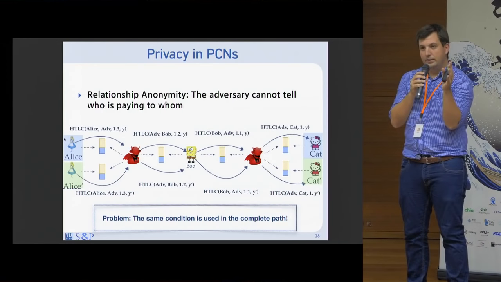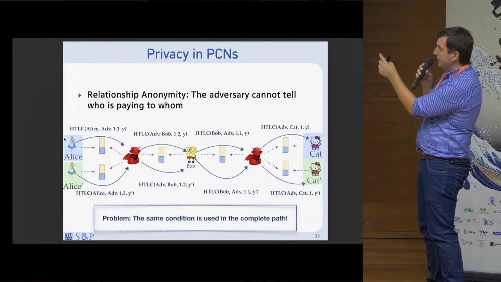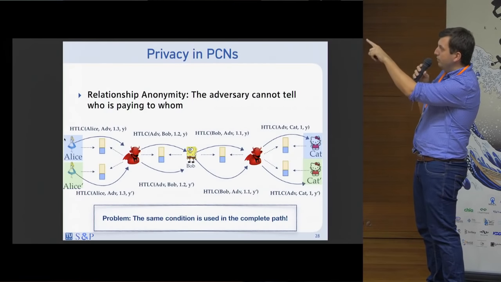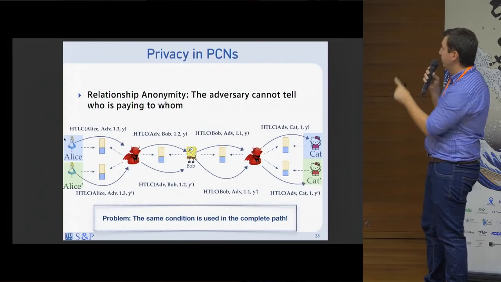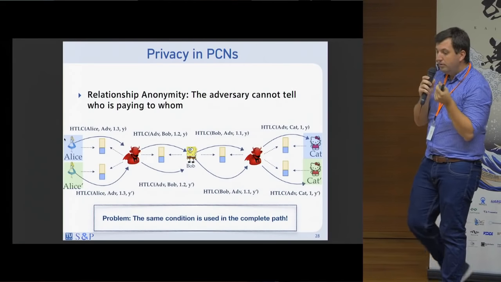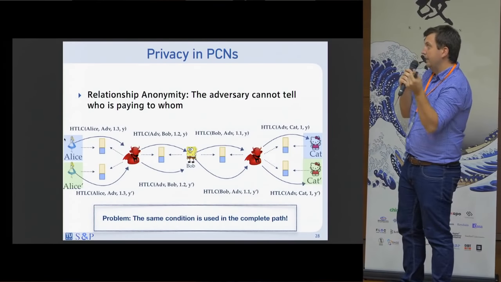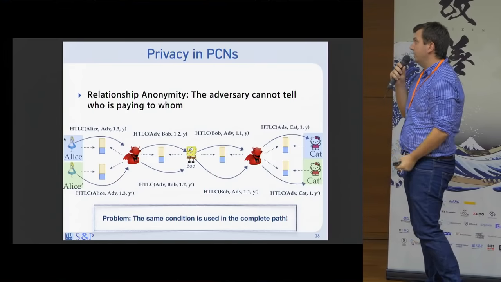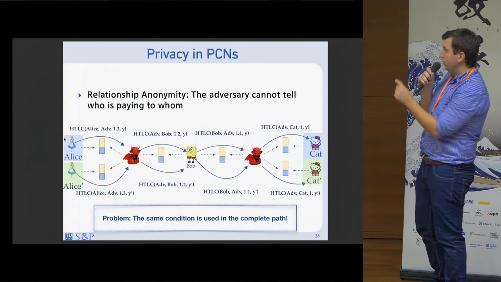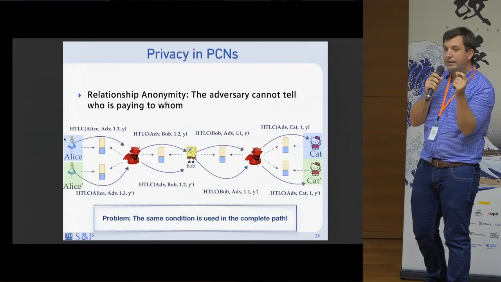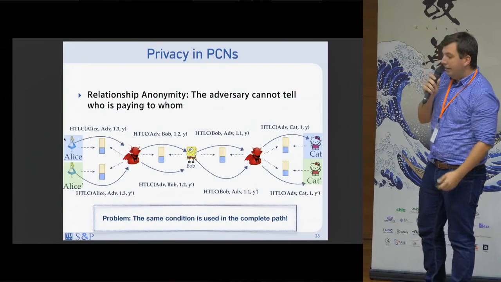So, as we saw, we use the same condition along the path. The adversary sees that he gets a condition Y from the blue Alice, and he forwards the same condition Y to the blue cat. So he knows that both of them are part of the same payment, and he can link them together. In the same manner, he can use the condition Y prime to link the fact that the green Alice is paying to the green cat. And again, it's really problematic.